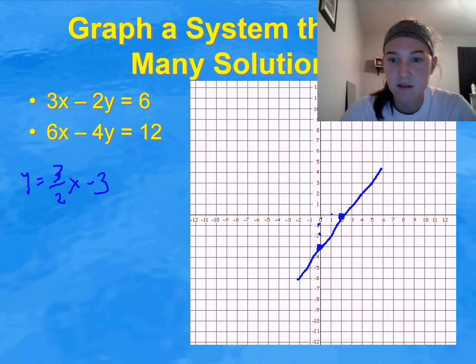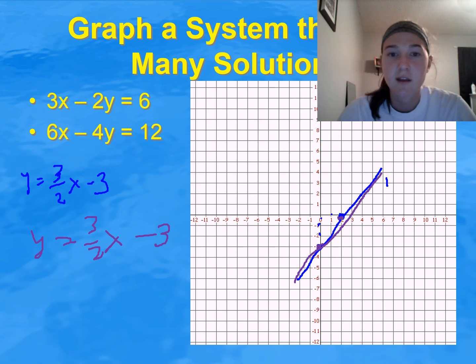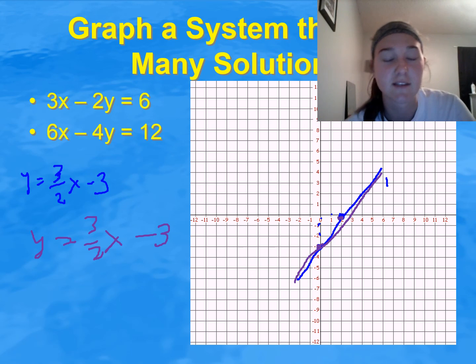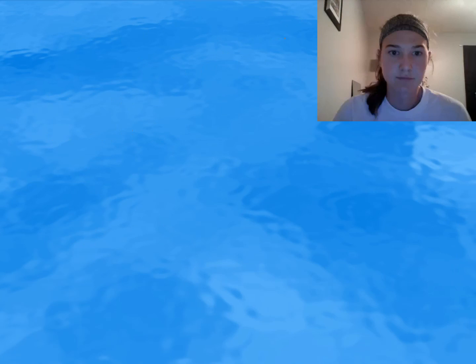So that's equation 1, and equation 2 should have been the exact same. So I have the same line for both equations. That means I have infinitely many solutions. And again, it's a consistent, dependent system of linear equations.